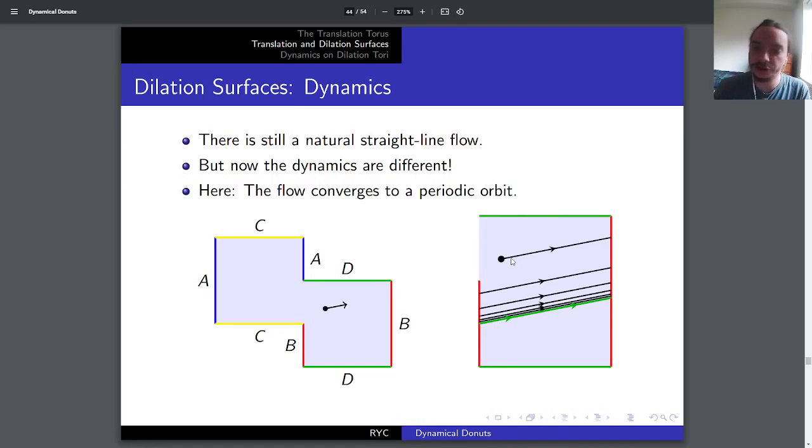We found a flow that actually converges to a periodic orbit. It's not periodic itself, and it also isn't dense because it doesn't go everywhere on the surface, right? So this is weird. It's very new behavior.